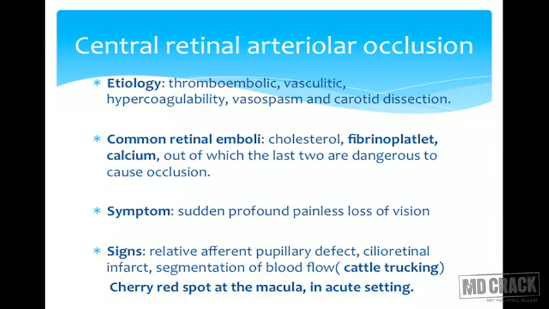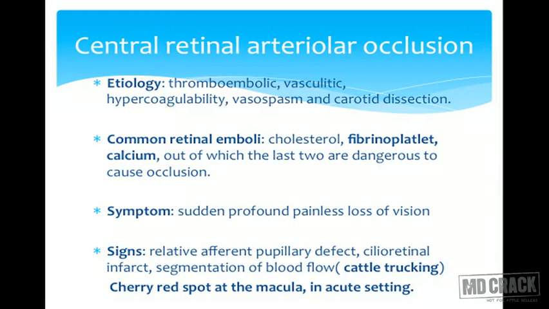In case there is an associated occlusion of the cilioretinal vessel, and if it is present, we get a cilioretinal artery occlusion or infarct. Segmentation of blood flow is a very, very important sign. It's also called cattle trucking. This is because of the sludging of the blood column and the slow flow, which can lead to this particular picture of columns of blood flow behind each other, which is commonly called cattle trucking.